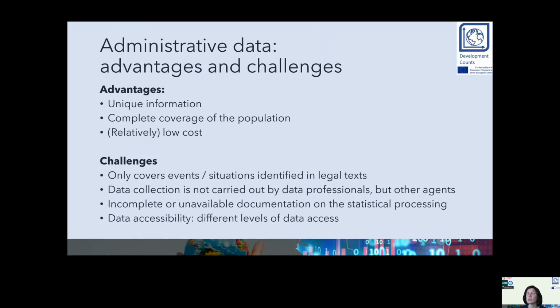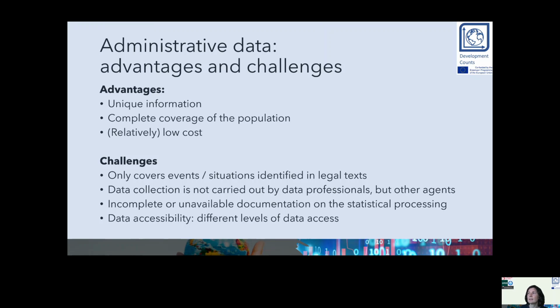Secondly, the data collection is not carried out by data professionals, but by agents who help fill out the forms and enter the personal information into the database, and they may not be as attentive to the quality of the information collected, to the coherence of responses to certain questionnaires, given their time constraints. This means that the information that we collect may have more often incoherent responses or missing data.